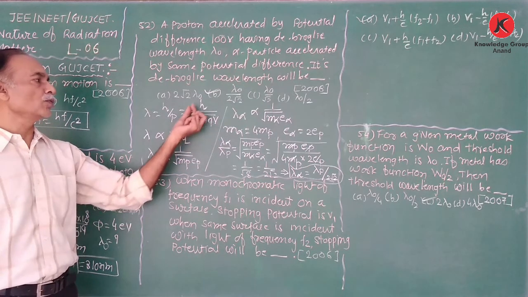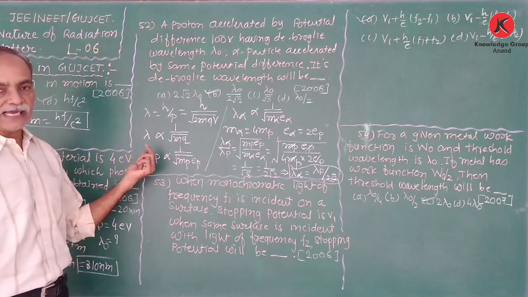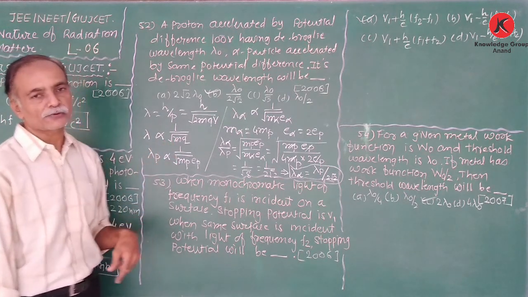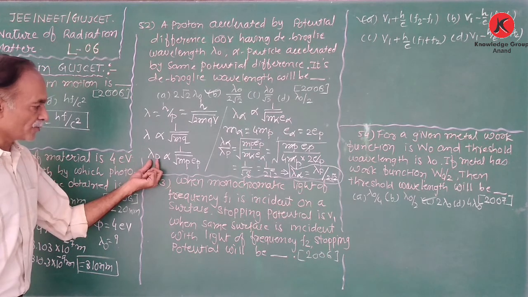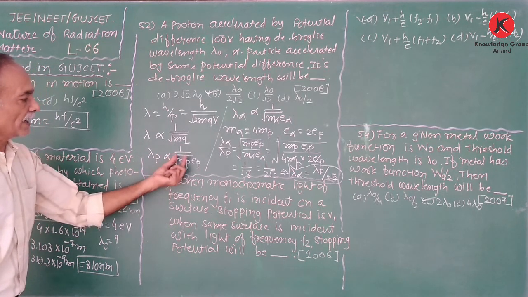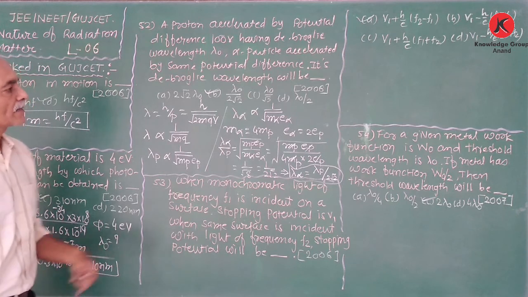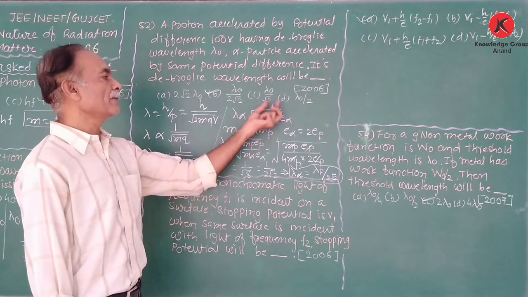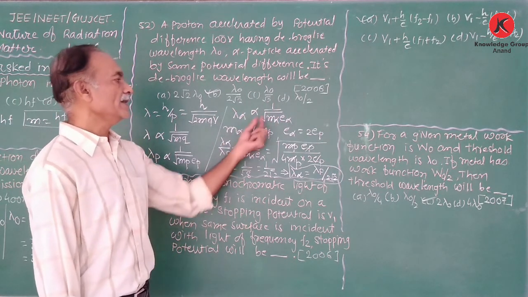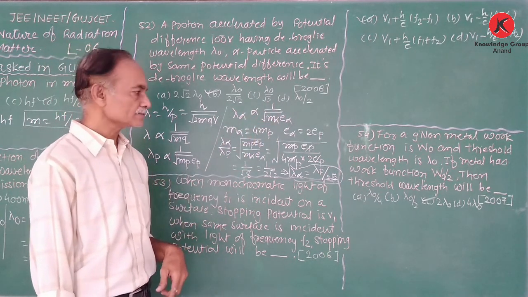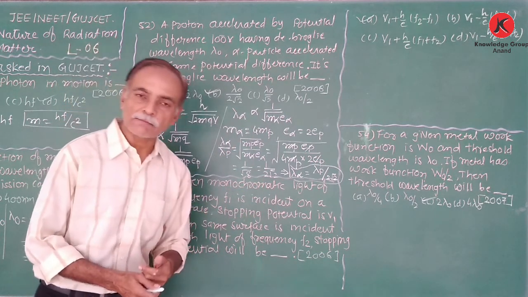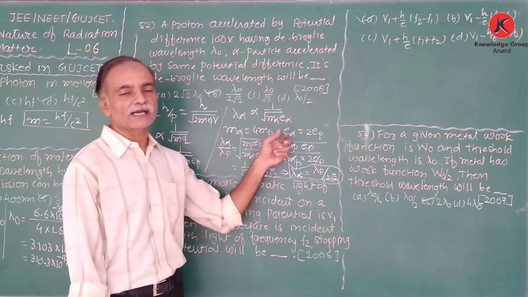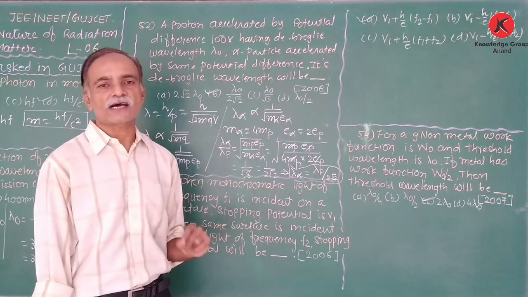Therefore, voltage, 2 and h are constant. So we can say that lambda is inversely proportional to the square root of m into q. For the proton, lambda p is proportional to 1 upon under root of mp into ep. And for the alpha particle, the wavelength is proportional to 1 upon under root of m alpha e alpha. Now we know that the mass of the alpha particle is 4 times the mass of the proton, and the charge of the alpha particle is double the charge of the proton.